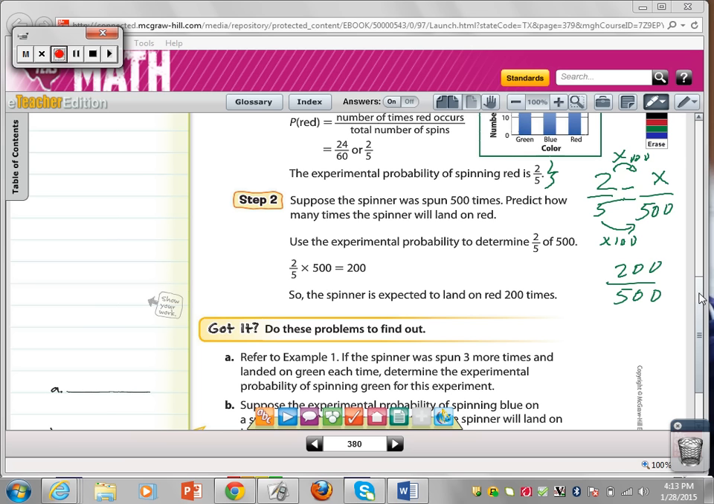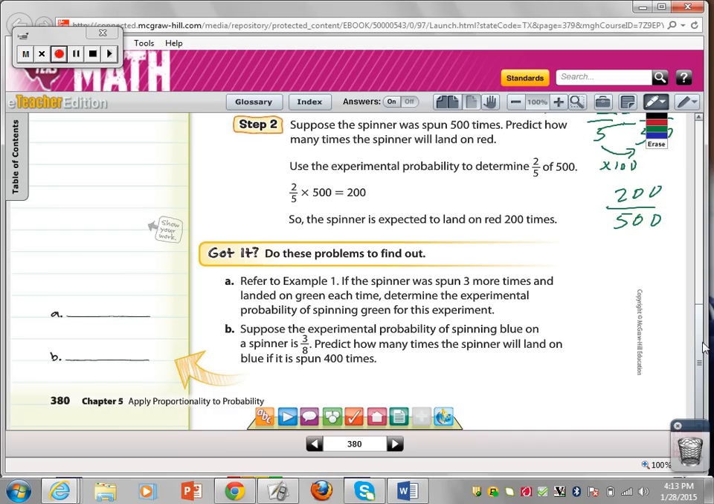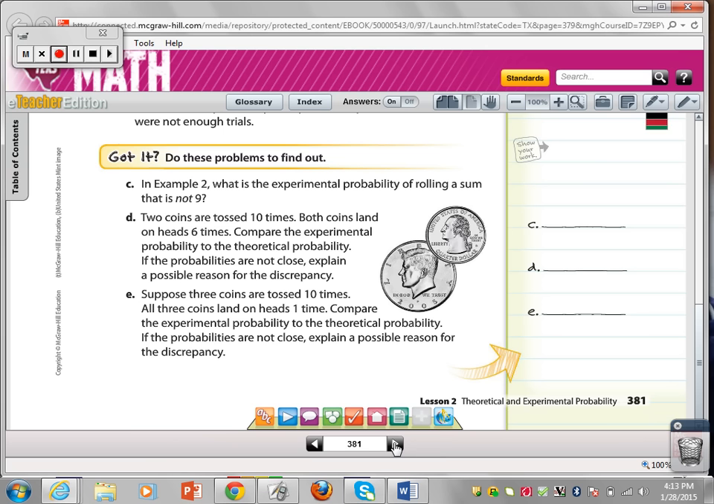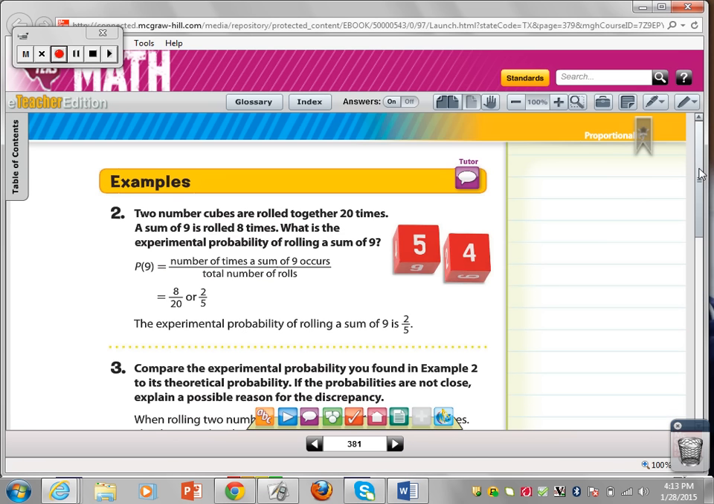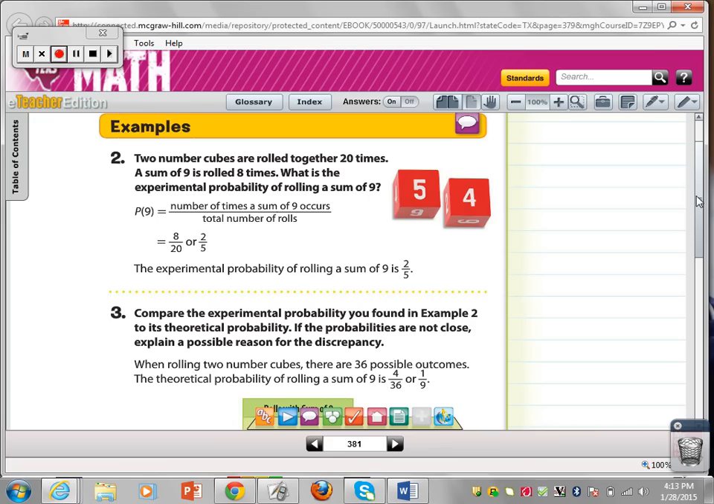Okay, so let's continue. With this information that you just learned here, you should be able to answer the questions that are down here. So all this refers back to the spinner in example number 1. Okay? So let's go ahead and go to page 381. On page 381, example number 2.